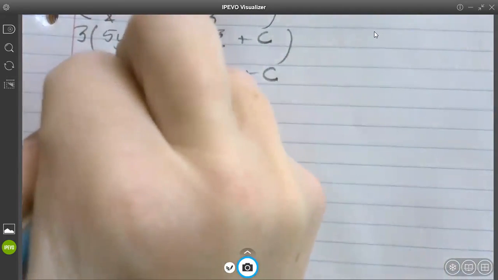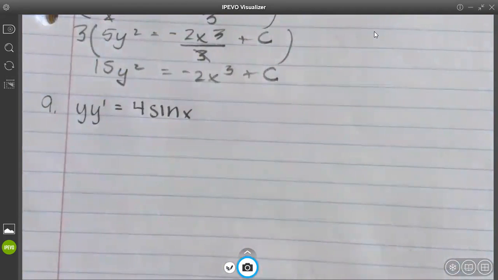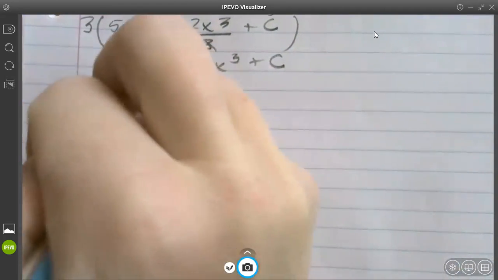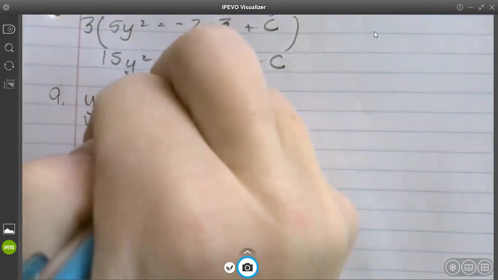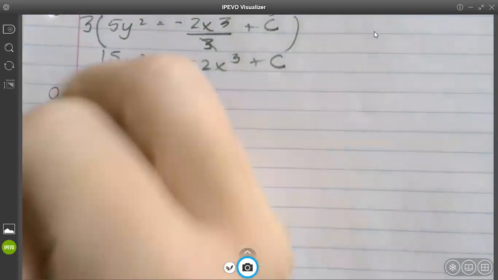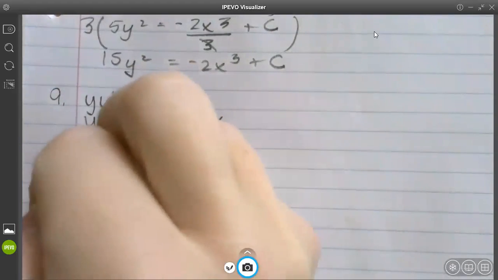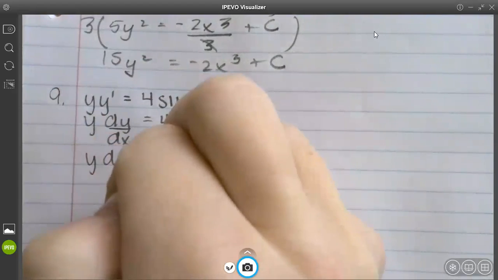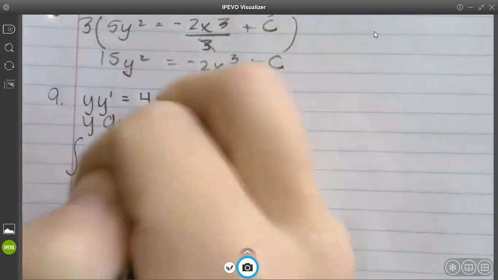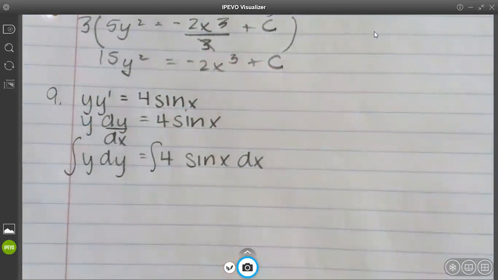All right. You had y prime equals 4 sine x. And like I told you, I don't like to see that y prime just for me. So I change it into dy over dx. It just looks easier to me when you're trying to separate variables. So then I'm just going to multiply my dx over. So we have y dy equals 4 sine x dx. And now you can integrate. Once you get your x's and your y's together, you can integrate.